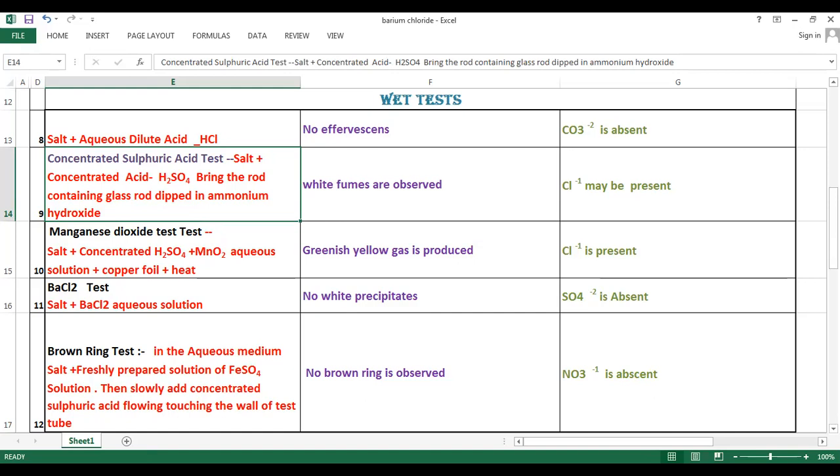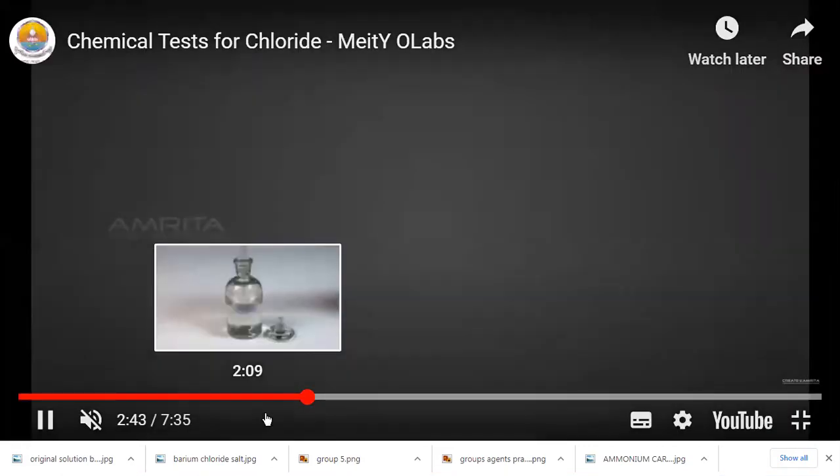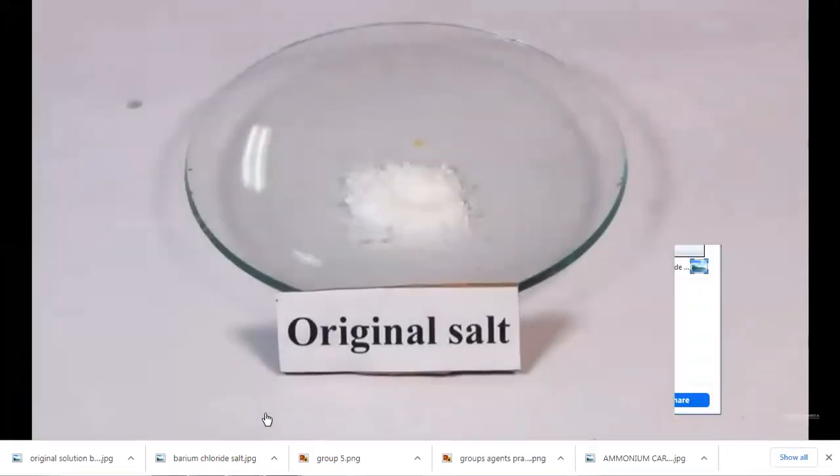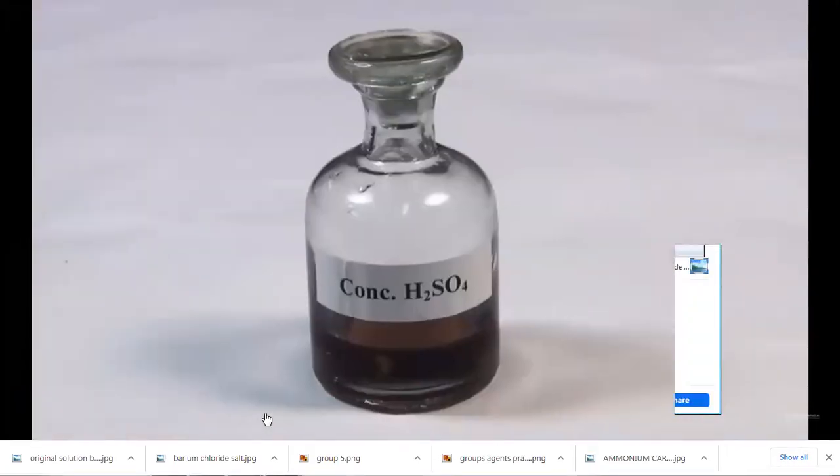For the concentrated sulfuric acid test, let us perform the concentrated sulfuric acid test. So please have a look at this. We want to study concentrated sulfuric acid. Let us have a look at the concentrated sulfuric acid test.